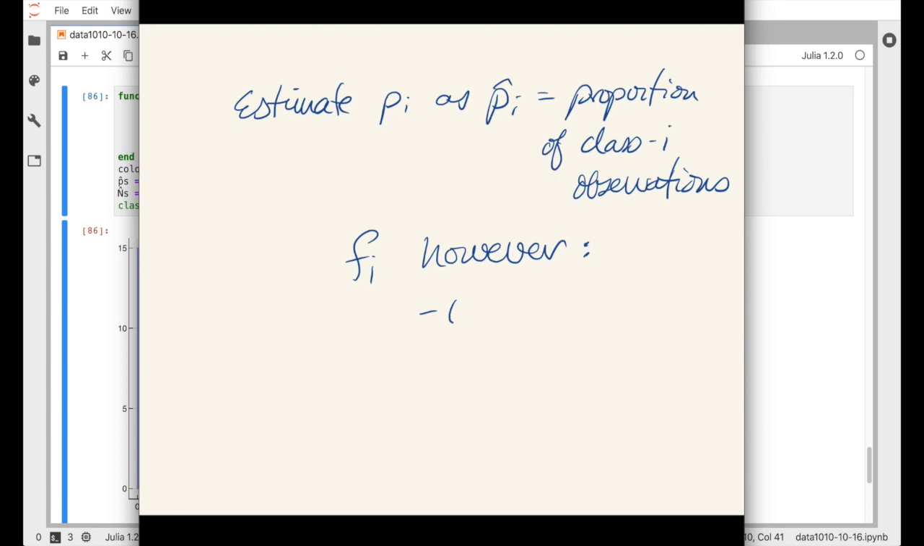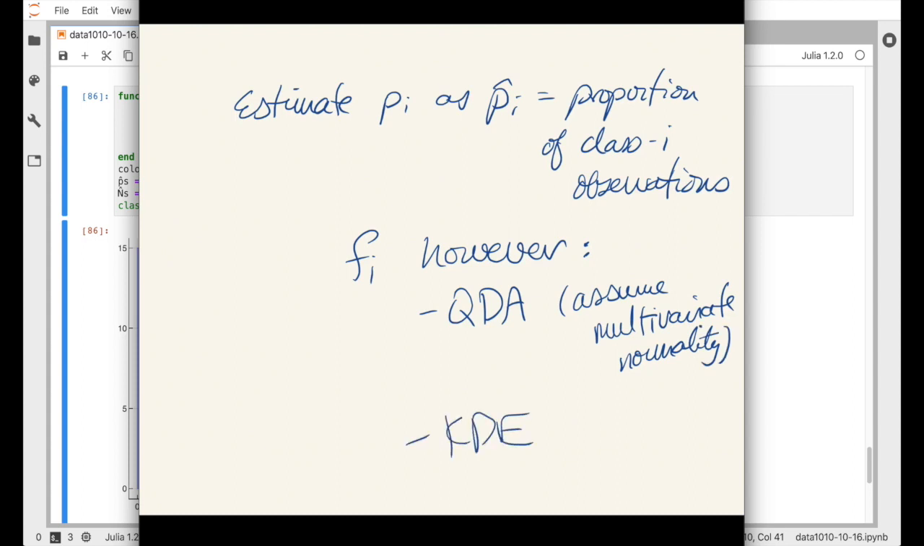So for example, you can use quadratic discriminant analysis, which just assumes that the class conditional densities are multivariate Gaussians, and then you use the training data to estimate the means and covariance matrices for those class conditional distributions. Or you could use kernel density estimation. Or you could use any other means of estimating densities.